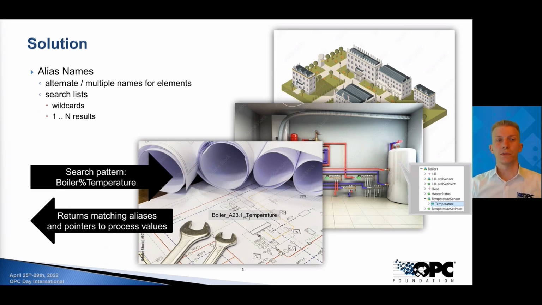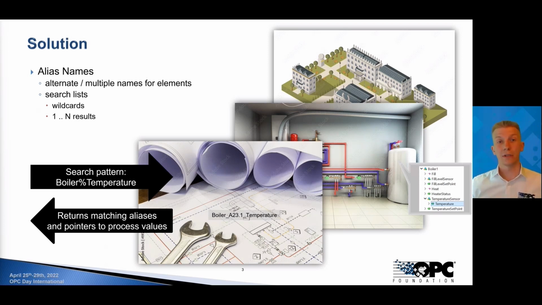What it also allows you to do is make use of wildcards in order to search and query the whole database of those alternate names to get a specific set of information. So you can create a search pattern, for example, like boiler_%_temperature, and that would wildcard the _A23.1_ part and therefore provide you all the information of temperature values from any boilers in your system.